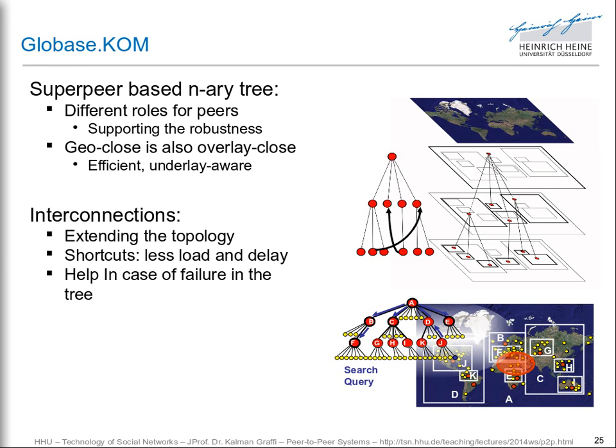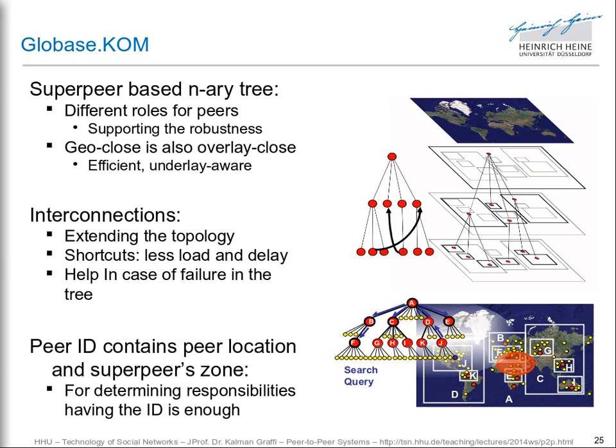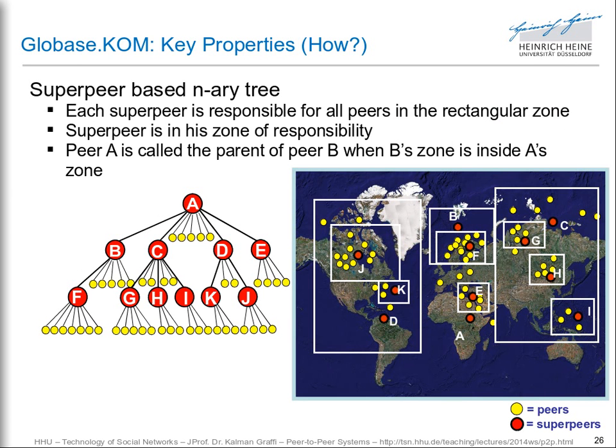We have interconnections which are used to enhance the robustness of the tree in case of failure and to reduce load and delay. And similar to Geodemlia, the Peer ID contains the peer location and the super peer's zone. Okay, first of all, the super peer based n-ary tree.